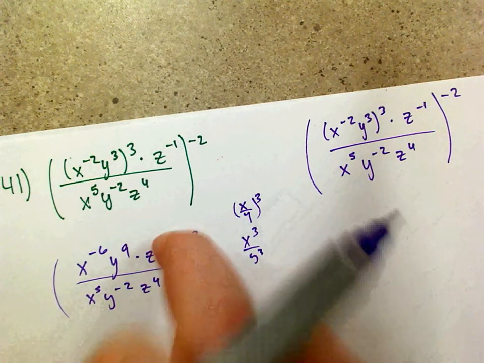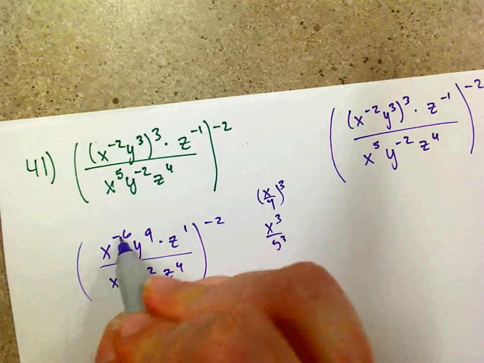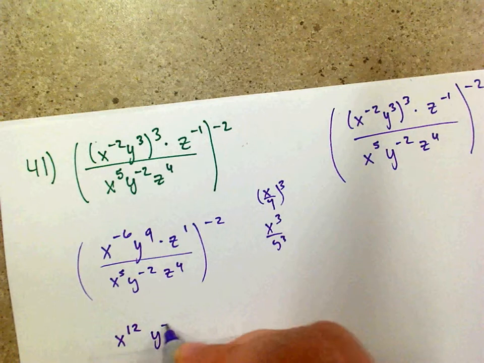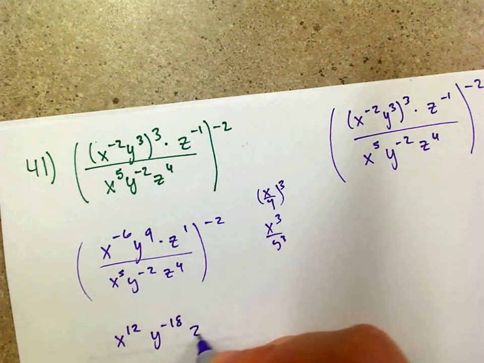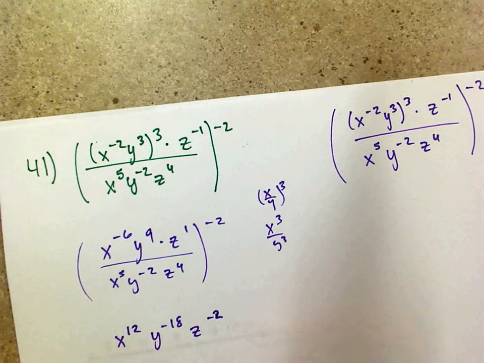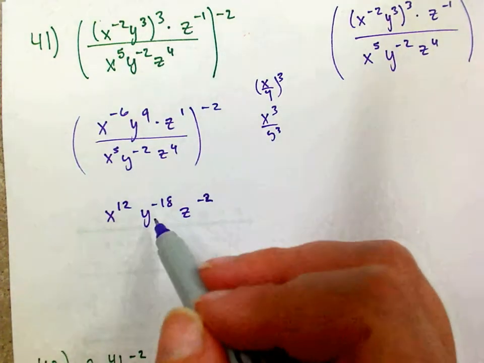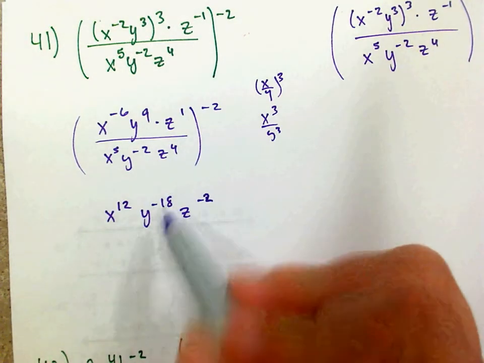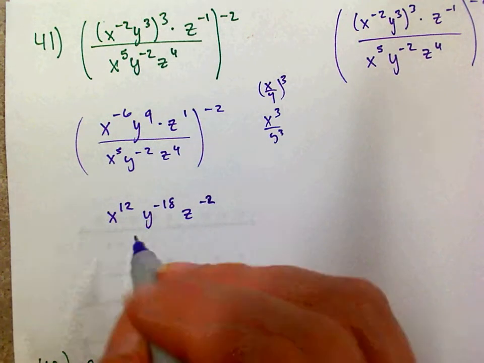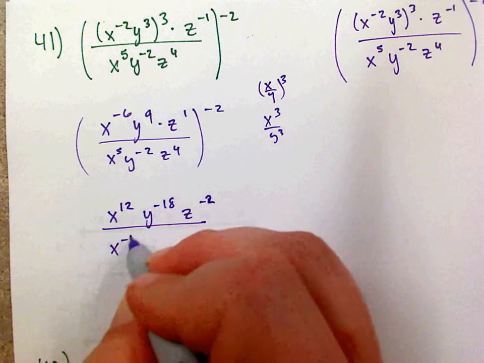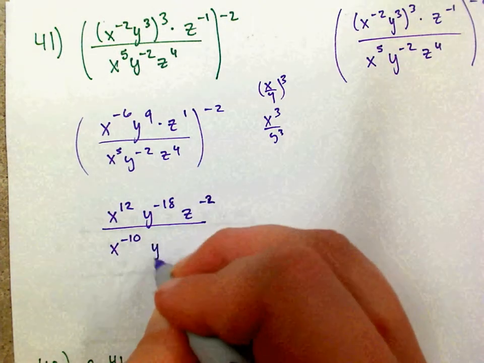So x to the positive 12th, y to the negative 18th, z to the negative 2. Now you may have gone this route first, and then you start to decide, well, if I know where it goes, shouldn't I put it there? If it's y to the negative 18, it goes in the denominator. And I agree, but it's just whatever. So x to the negative 10th, y to the 4th, and z to the negative 8th.